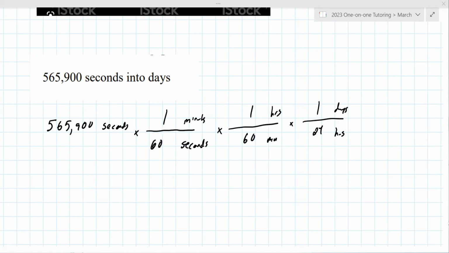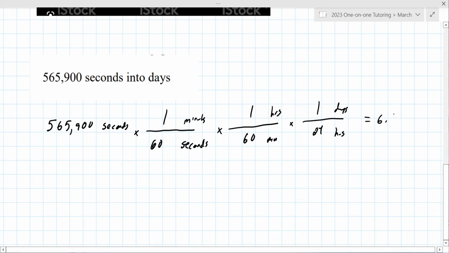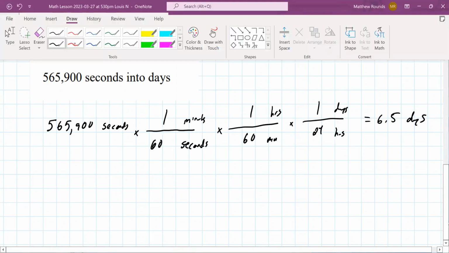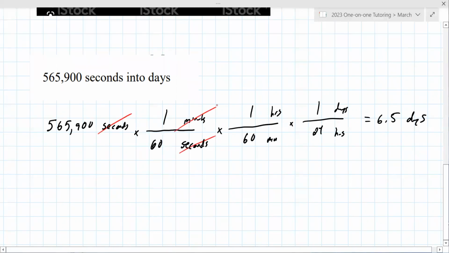What did you come up with? I got 6.5 if we're rounding all the way up. Okay, so 6.5 days. So notice the units cancel all along. Seconds cancel with seconds, minutes cancel with minutes, hours cancel with hours, leaving just days. So that's good.